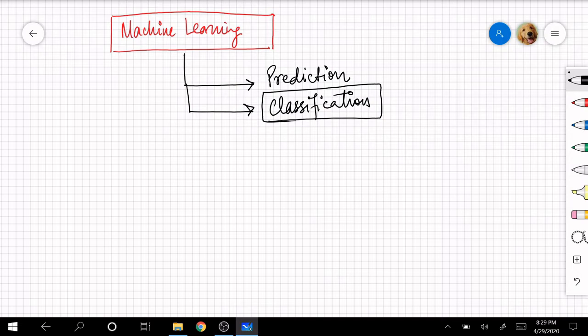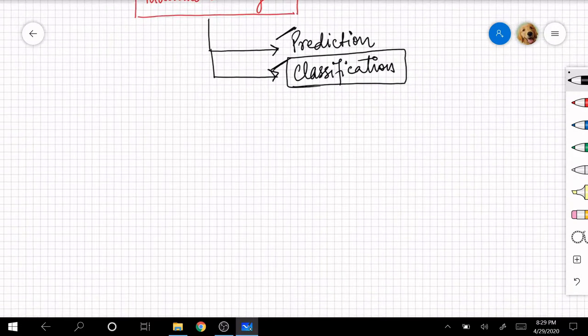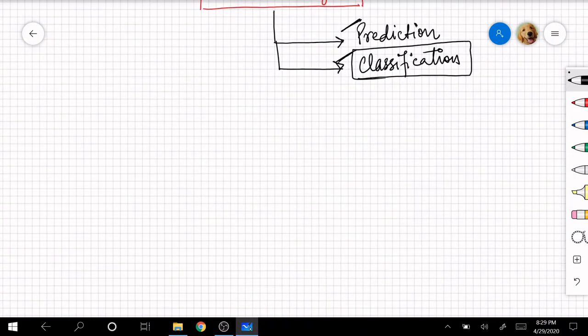There are other classes of problems, but if you understand that almost all of those problems would fall in one of these two categories by and large. So if we understand these two, we are good. So let's see what exactly is meant by prediction.